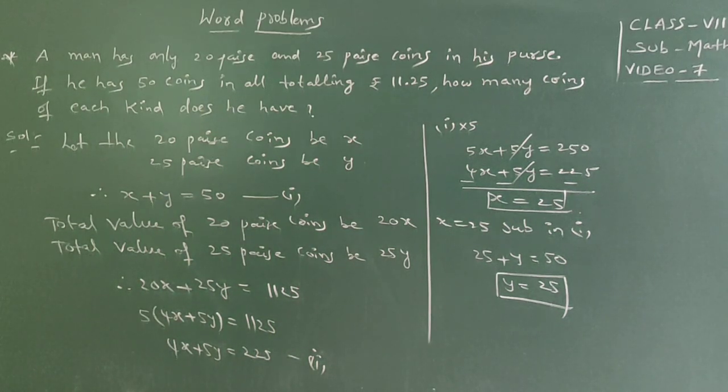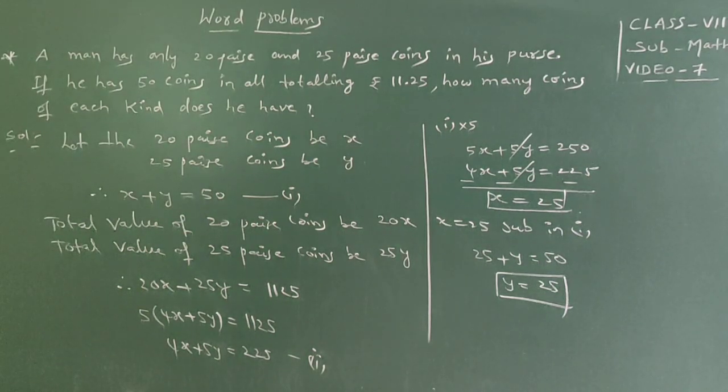Total value of 20 paisa coins be, 20 paisa coins we have x number of coins. That's why the total will be 20x. In case of 25 paisa coins, 25y. So 20x plus 25y equal to 11.25 rupees, 1125 paise. Here coins value is given in the paise, that's why I converted into paise only.